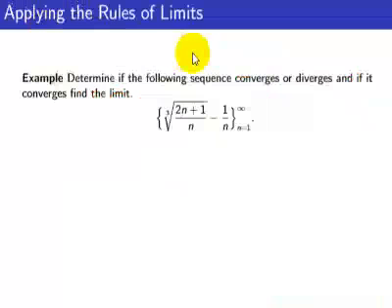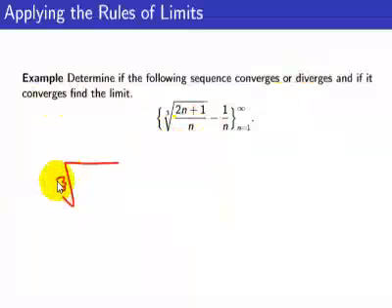Now using those rules of limits, we determine if the following sequence converges or diverges, right? So here we have this one. We want to determine if the following sequence converges or diverges. If it converges, find the limit. All right. So just simplify that.